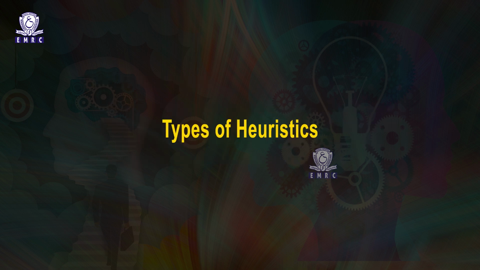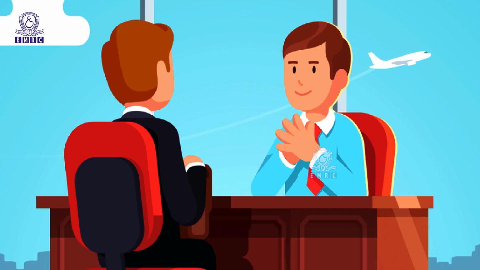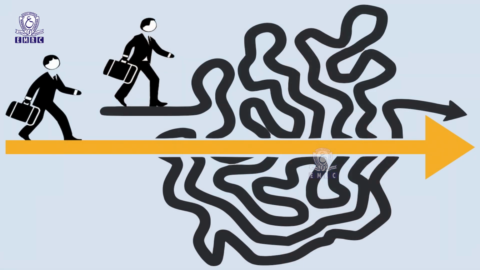Now, we will see some of the types of heuristics. Most of the time, heuristics are extremely helpful, but they can lead to errors in judgments. There are several different categories or types of heuristics.